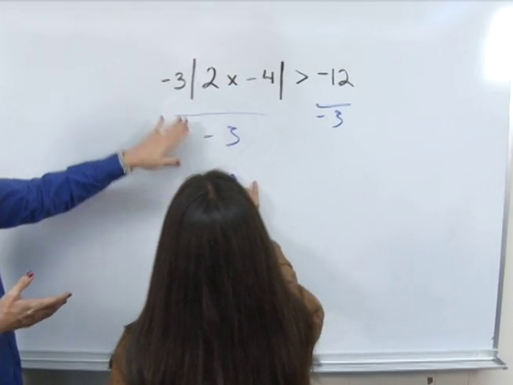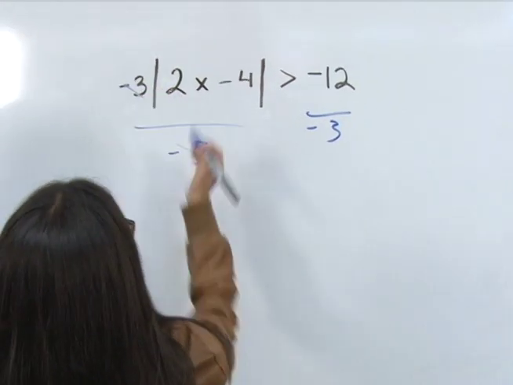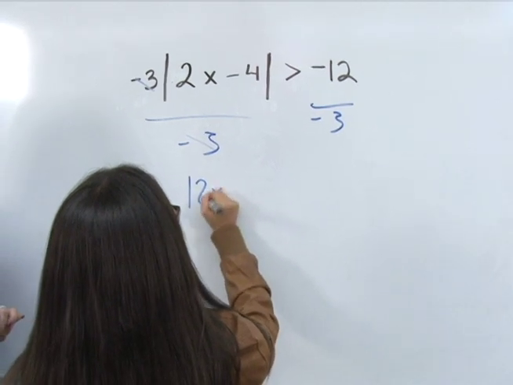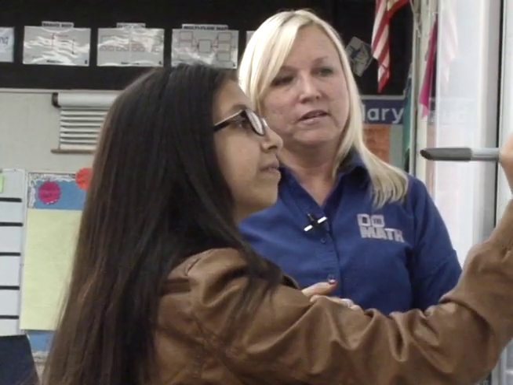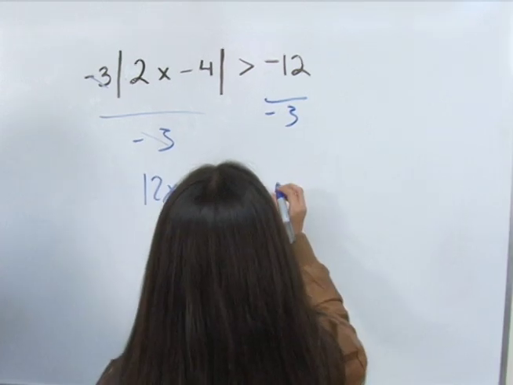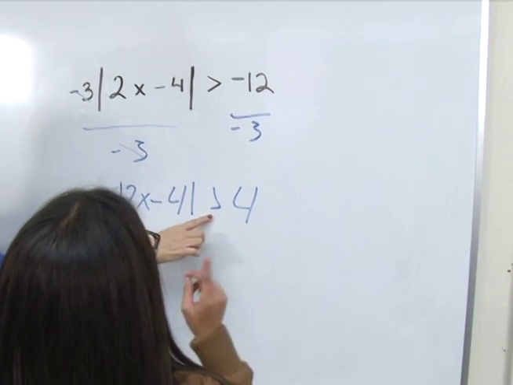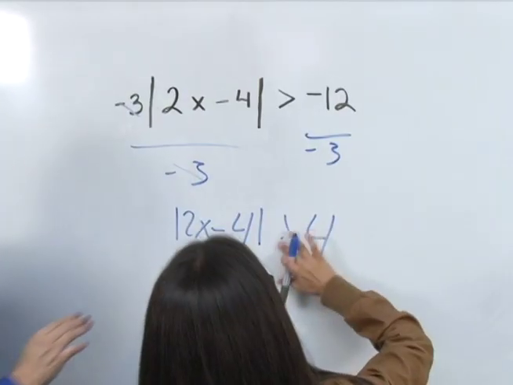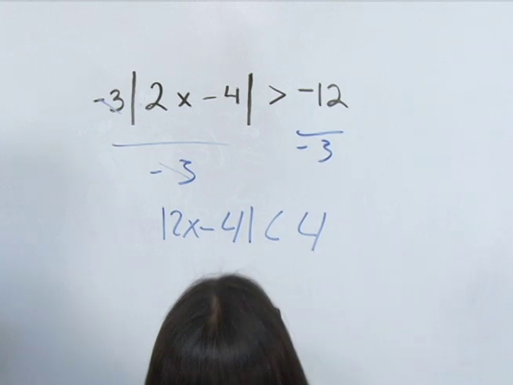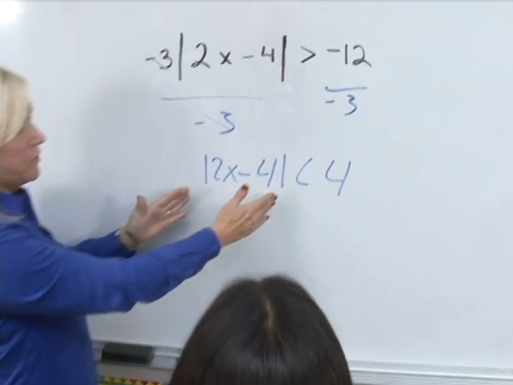Okay, so then what happens here? They go away. Very good. So you just have the 2x minus 4, and that becomes a 4, right? Okay, yes. Okay, now be careful. Remember, whenever you divide by a negative term, what happens with our inequality? You flip it. Very good. So let's erase that and reverse that. Okay, so now we have the absolute value of 2x minus 4 is less than 4.